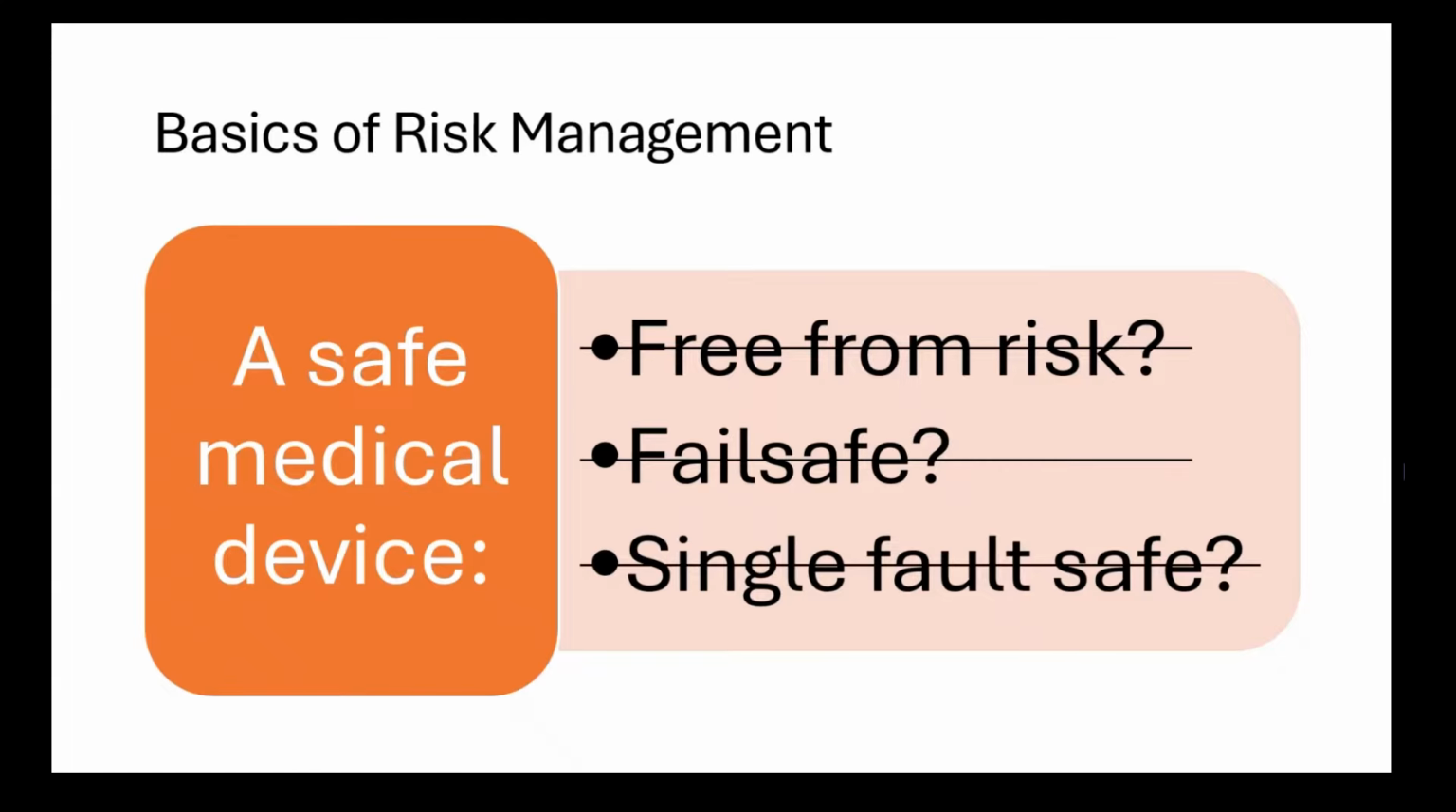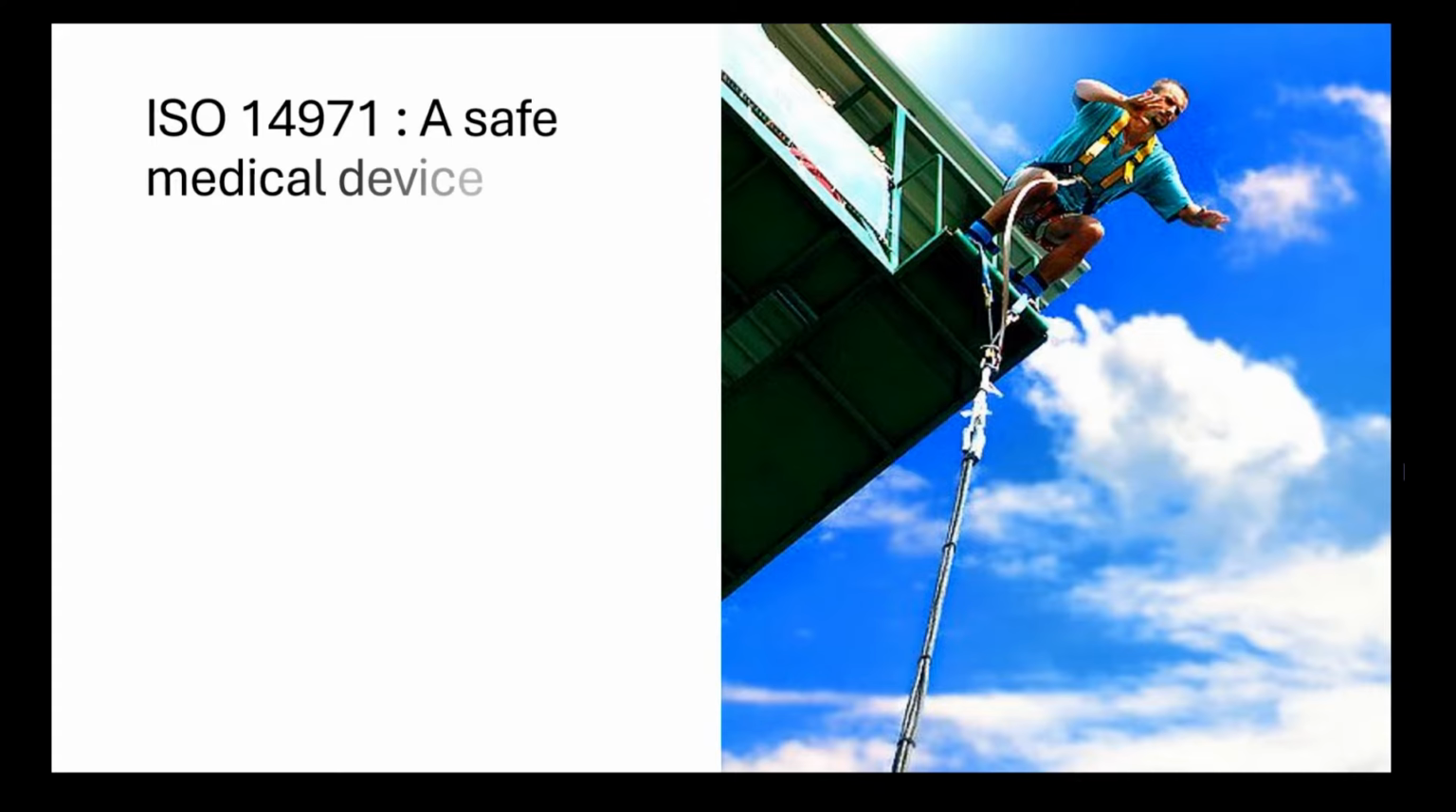Now, this is where ISO 14971 comes in, which dictates the definition of what a safe medical device is. And from the 14971 perspective, a safe medical device is one which has freedom from any sort of unacceptable risk, which essentially means we can have risks within a device, but as long as we have minimized those based on proper risk control measures and mitigating processes in place.